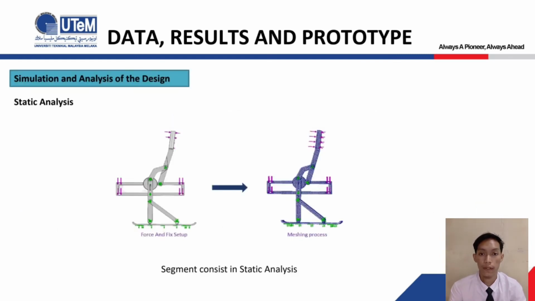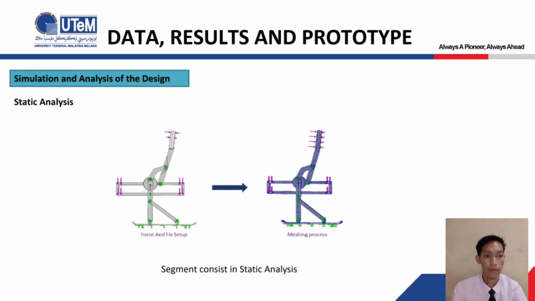Okay, next for the simulation and analysis of the design. For static analysis, as you can see from the diagram, it shows the segment consisting of static analysis. In mechanical engineering, the most frequent use for design analysis is static stress analysis. The engineer will examine the pressure on the part to determine whether or not it will fail. It is also to analyze whether or not the design needs to be updated and to solve any possible problems.